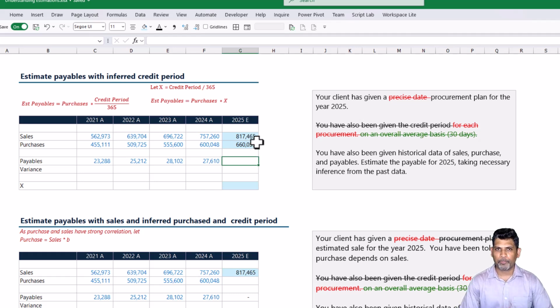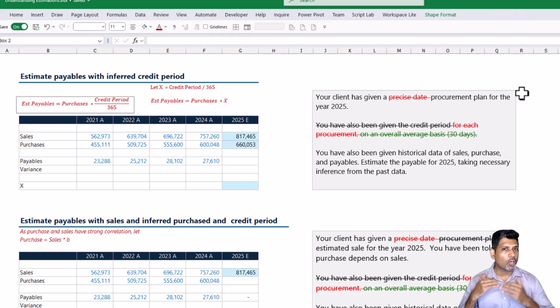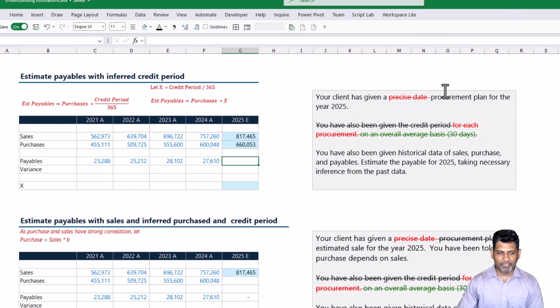and we've been told to take inference from the past to arrive at payables for 2025. When we had the credit period, what we did was we took payables as purchases times credit period by 365. It didn't work out very well for us because there was a seasonality factor in procurement, and therefore this ratio did not really help us. Let us for a moment assume that there is a seasonally adjusted credit period number. There is a proportion, and let me denote this as X. So X will be the credit period by 365, adjusted for the seasonal variation. So my payable would be purchases times X. If I get this X, I can very well get my payable as purchases multiplied by that X.